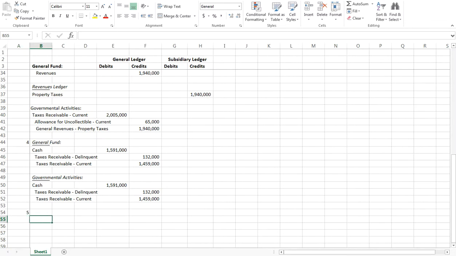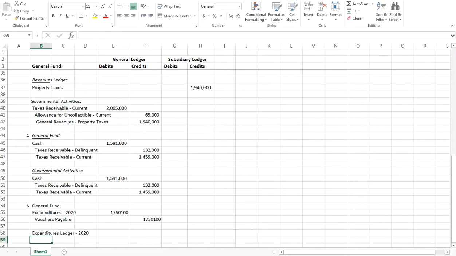And so in the general fund, what we will do is show expenditures for 2020 of $1,750,100, and then we will show vouchers payable for the same amount, and then in our expenditures ledger we show each one of those.